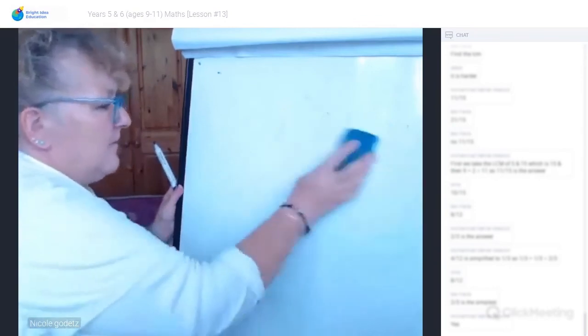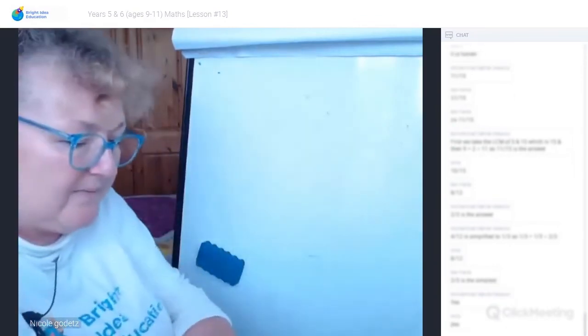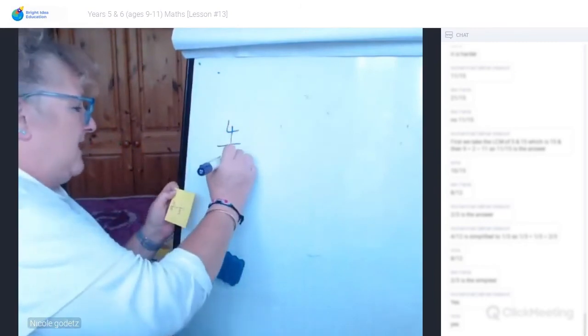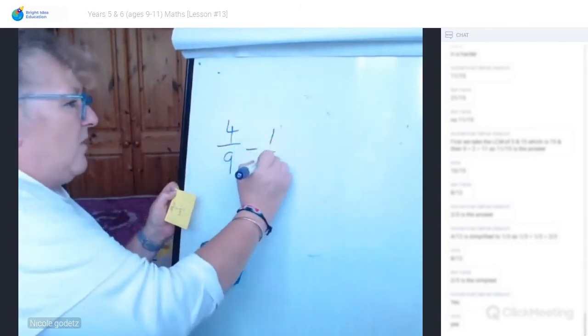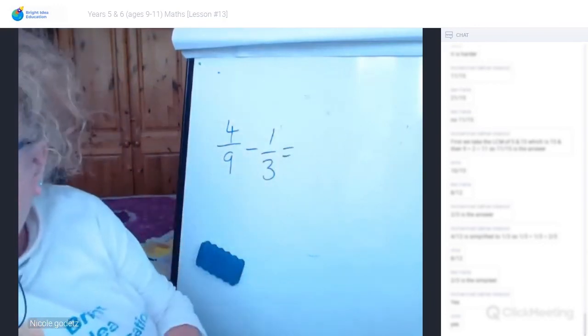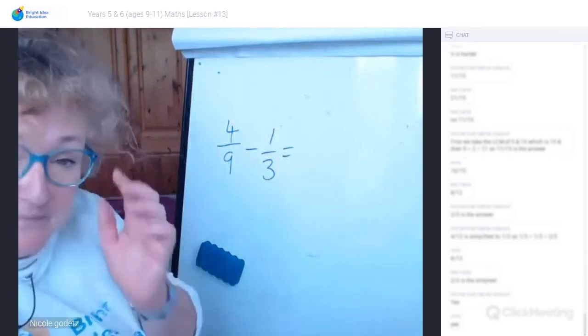Okay, let's have a look at another one. We'll do a takeaway this time. 4 ninths take away 1/3.